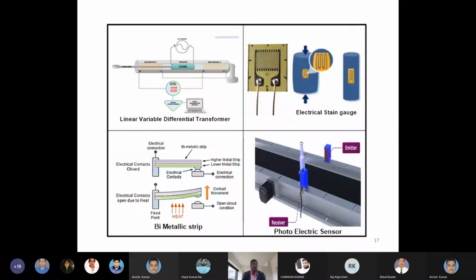So this is a bimetallic strip transducer. This is a photoelectric sensor. The photoelectric sensor consists of a photodiode at one end, and there will be an emitter on the other side. The photodiode continuously transmits the light to the emitter.